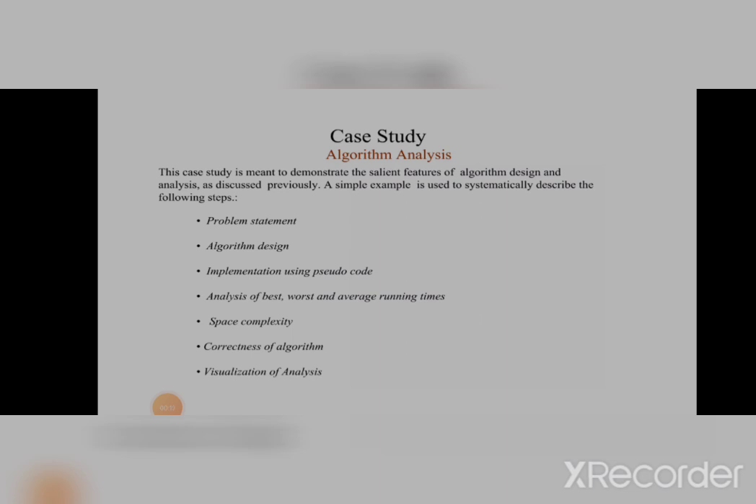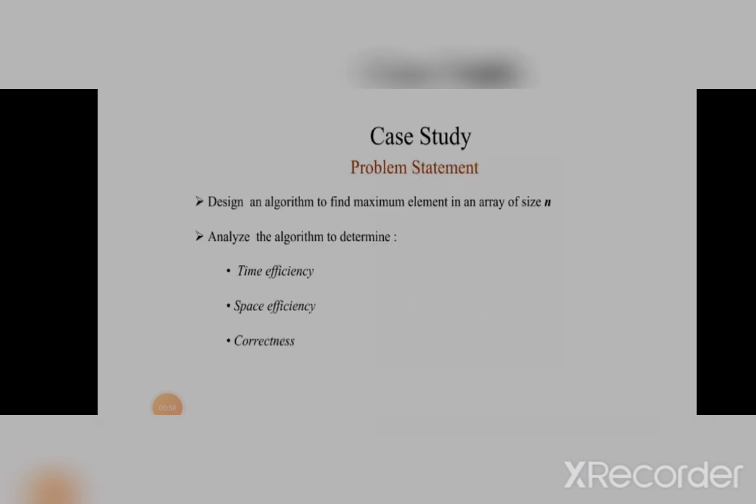For the algorithm analysis, this case study is meant to demonstrate the salient features of algorithm design and analysis as discussed. A simple example is used here to systematically describe the following steps. The steps are problem statement, algorithm design, implementation using pseudocode, analysis of best, worst, and average running times, space complexity, correctness of algorithm, and visualization of the analysis.